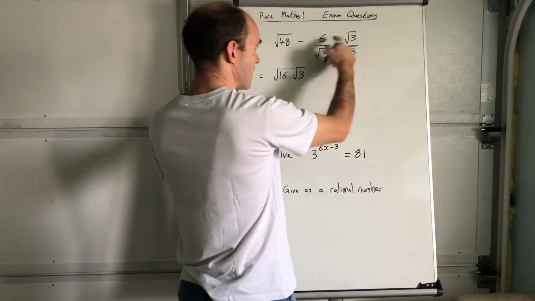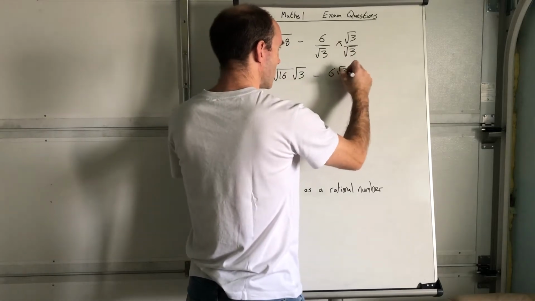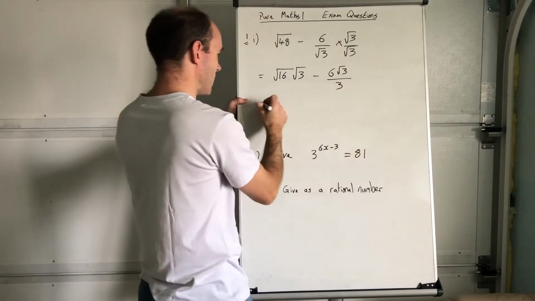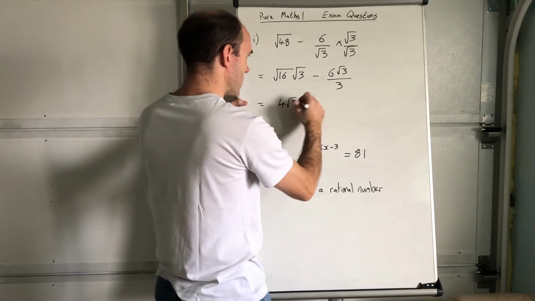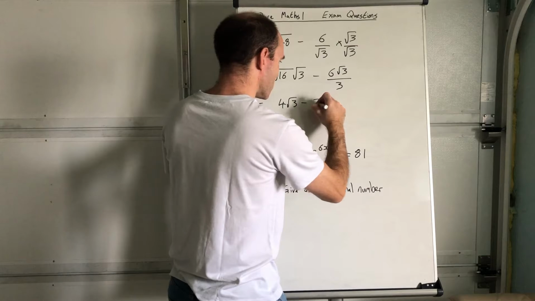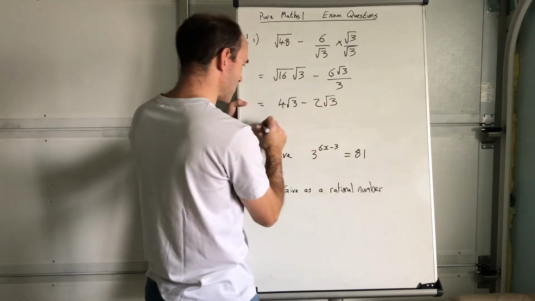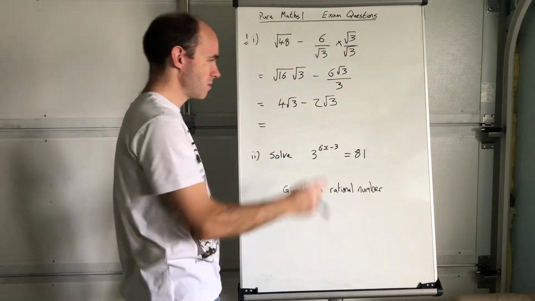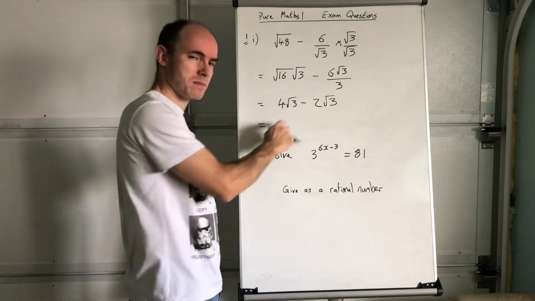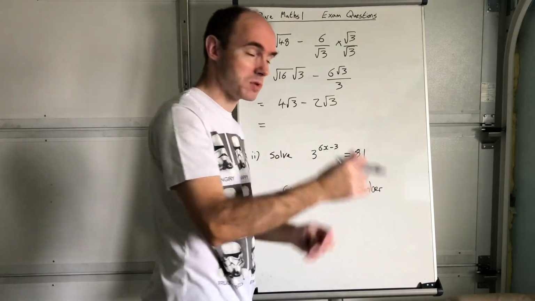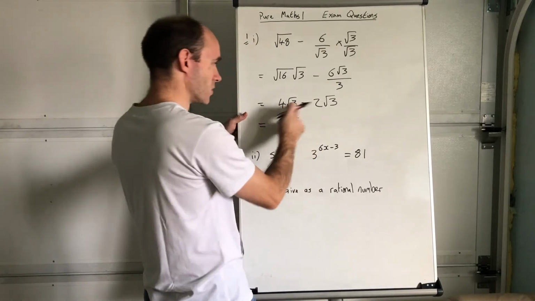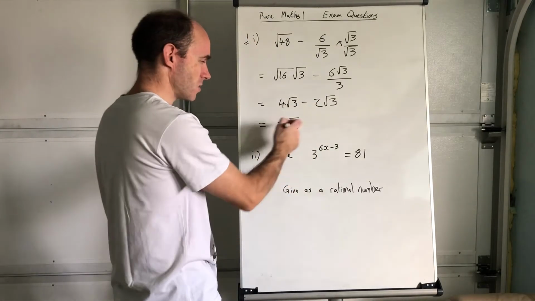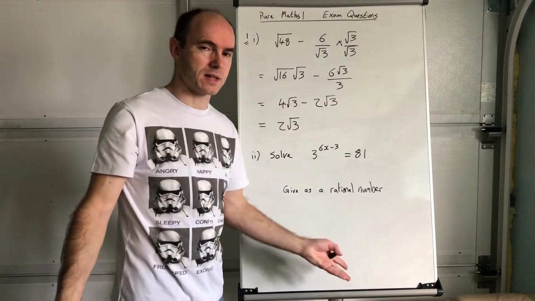And so this ends up being 6 root 3 over 3. Then we can simplify it a bit more. So that's 4 root 3, and 6 divided by 3 is 2, so it's 2 root 3. Absolutely lovely. That's what we're wanting, isn't it? We're wanting these two sides to be the same, because I've got to write it in the form a root 3. Well, that number a is 2, because 4 subtract 2 is obviously 2, and so we've got 2 root 3. That's all that is.